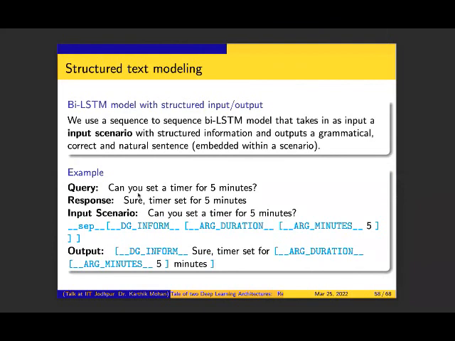So for example, query is, can you set a timer for 5 minutes? And response is, sure, timer set for 5 minutes. And the structured input is, can you set a timer for 5 minutes, and there's a separator, and then there is some more structure here. These are some arguments that can be used to guide the model. And the output will also be a structured response. So you can see it is still saying, sure, timer set for 5 minutes, but that sentence is encapsulated inside this structure. That structure makes it easy for the machine learning model to learn and not make mistakes.